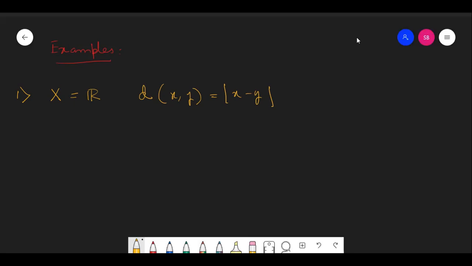So we can easily verify that it satisfies all the conditions. It is greater than or equal to 0 for all x, y, and it is equal to 0 if x is equal to y. And then the famous thing, the triangle inequality we know about R, is this.